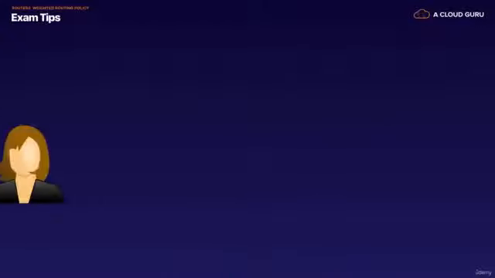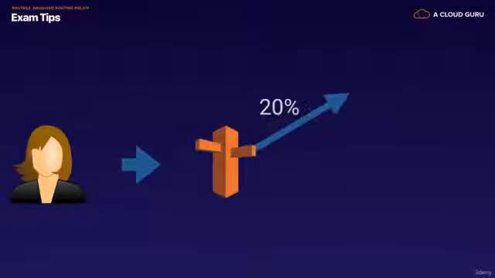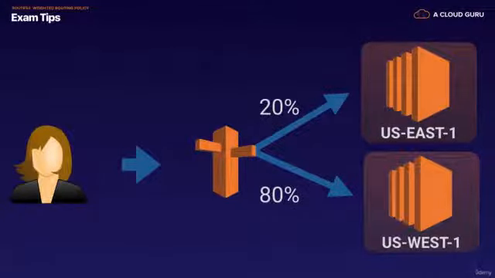So basically it works like this. Your user types the domain name into their browser and they navigate to Route 53. Route 53 sends 20% of the traffic over to US East 1 and 80% of the traffic over to US West 1. That's all weighted routing is. It allows you to weight your traffic into different areas or different regions around the world.